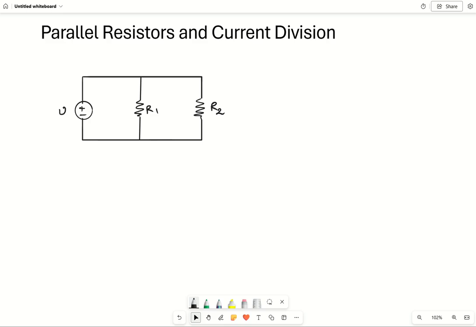formula. So to start with, here we have written parallel resistors and current division, because for current division to apply we have to have the circuit in the format of parallel combinations. So in current division we'll be determining how the current gets divided into different resistors or different parallel circuits.